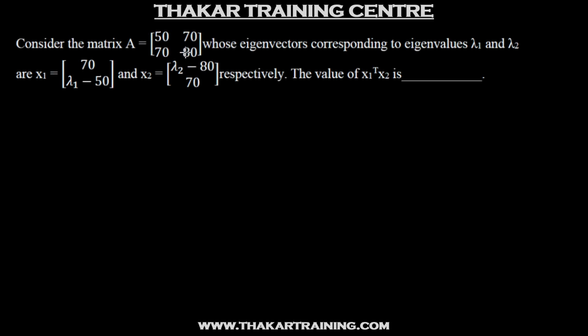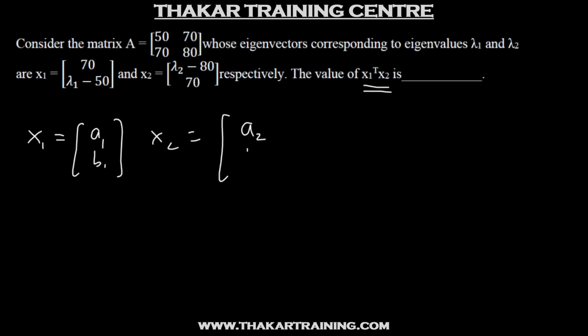Consider the matrix A, which is given to us, whose eigenvectors corresponding to eigenvalues lambda 1 and lambda 2 are in this form. We have to find out the value of x1 transpose x2. Okay, so first of all, when you come across such a thing, that is x1 transpose x2, where x1 and x2 are two vectors, let's just quickly take an example. Let's suppose x1 is a1, b1, and x2 equal to a2, b2.